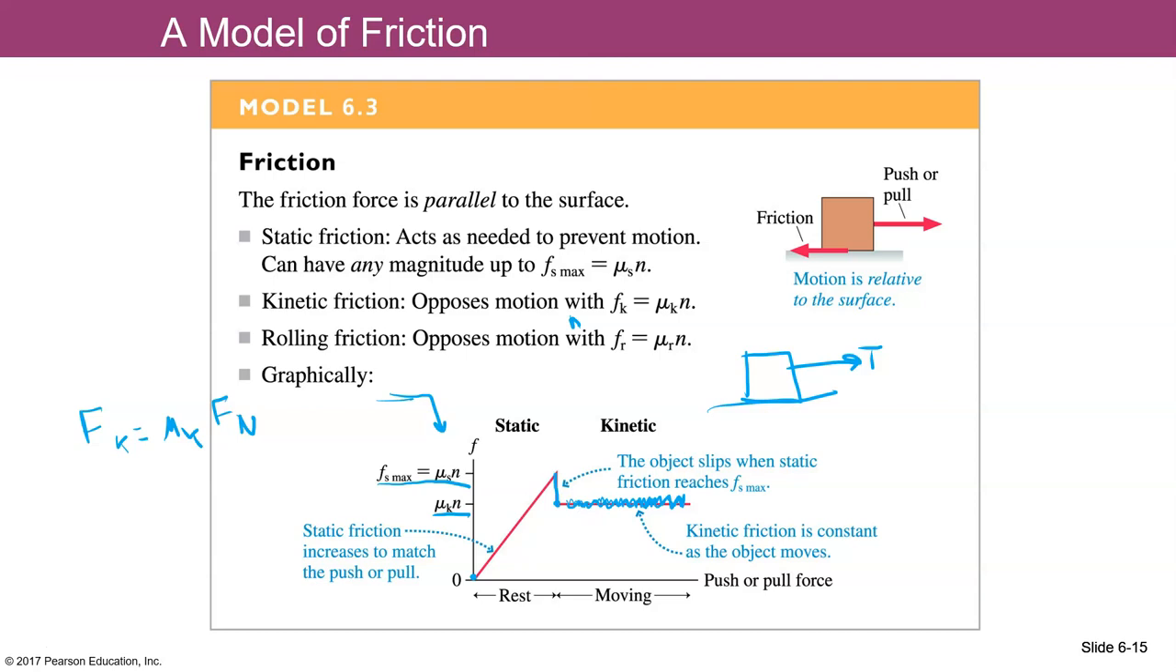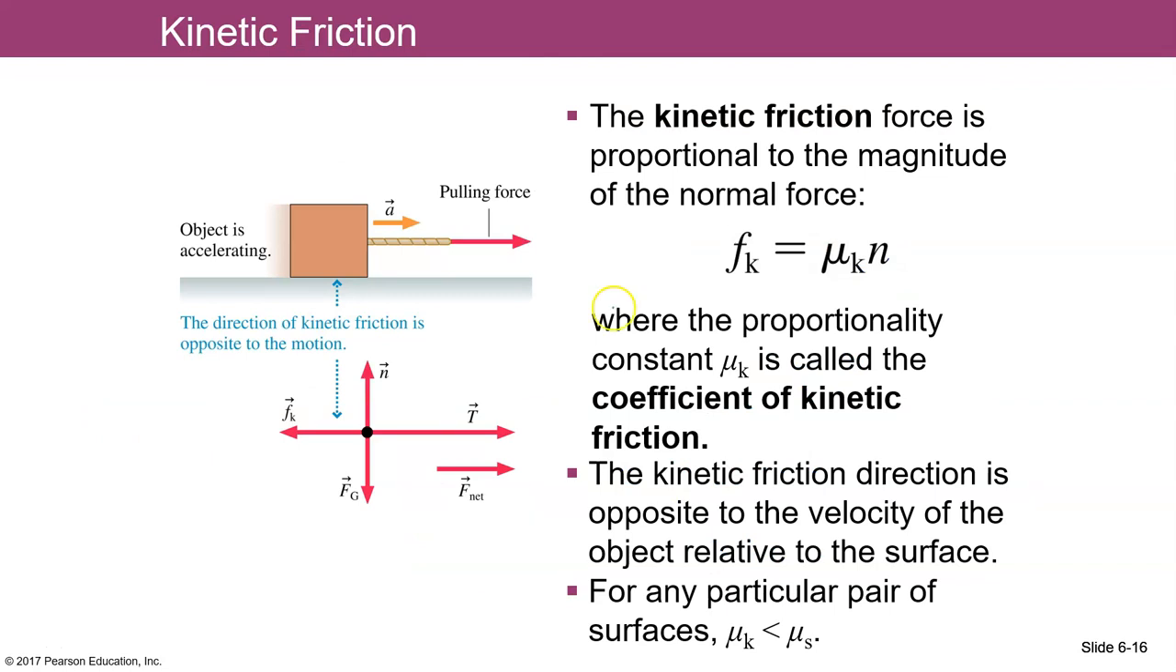And so in our problem right now, that's what's happening. We've sort of assumed that you pulled on this block until you overcame the static friction, and then you're moving with kinetic friction, and we want to know what the acceleration is after that. And just to reiterate, the kinetic friction force, just like before, is proportional to the magnitude of the normal force and this mu sub k, which we call the coefficient of kinetic friction. And again, for any particular pair of surfaces, we expect the static friction to be bigger than the kinetic friction.